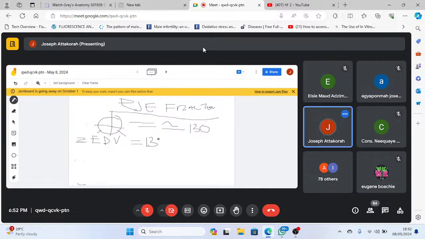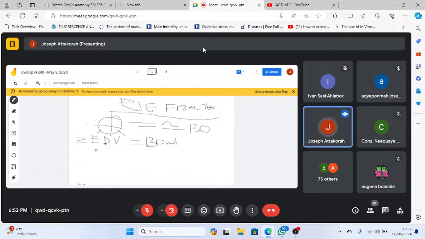End diastolic volume. If I say end diastolic volume, you understand? So when I say end, after the diastole, that is the end. At the end of the diastole, when the chamber is full, the amount of blood in it is approximately 130 mils.